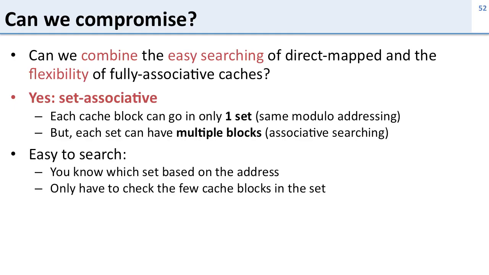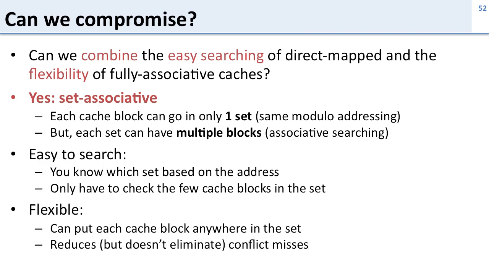So this is relatively easy to search. We know which set to search based on the address, and we only have to check the few cache blocks in the set. And it's reasonably flexible. We can put each cache block anywhere in the set. So cache blocks don't have to go in only one location, they can go in any location in the set. So this is going to reduce the conflict misses.